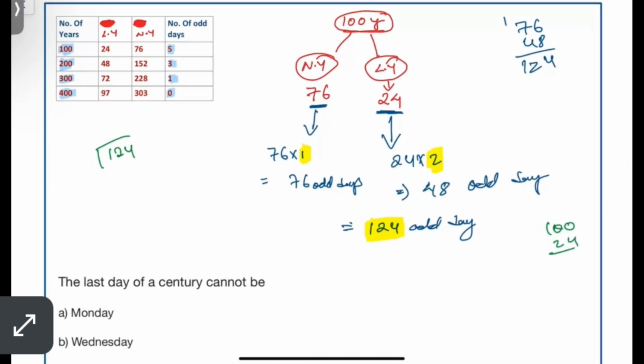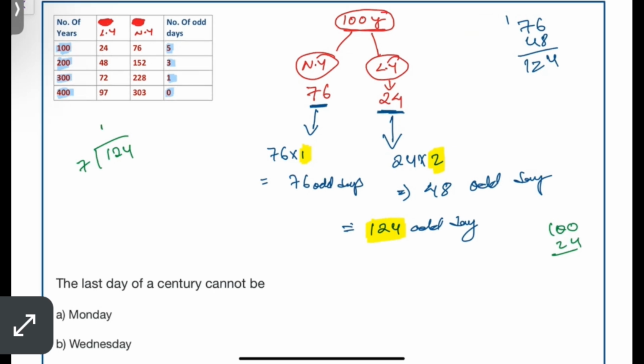Yeah, we were dividing. We are converting it in terms of odd days. So let's check 7. 7 ones are 7. And how many? 3, 4, 44. Is it 44, 54, right?